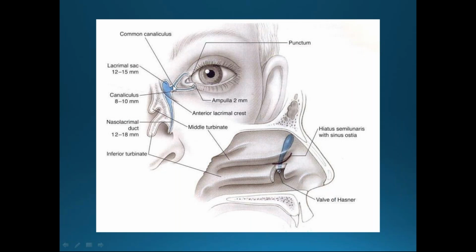And this is the common canaliculus. This is the fundus of the lacrimal sac, this is the body of the lacrimal sac, and this is the neck of the lacrimal sac. And this is the nasolacrimal duct. The lacrimal sac is about 12 to 15 mm in size, and the nasolacrimal duct is about 12 to 18 mm, which opens into the inferior meatus. This is the inferior meatus of the nose.